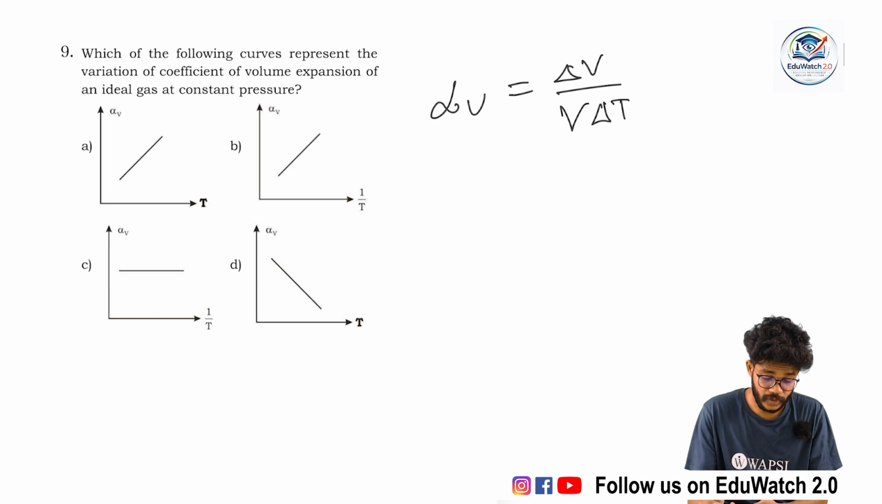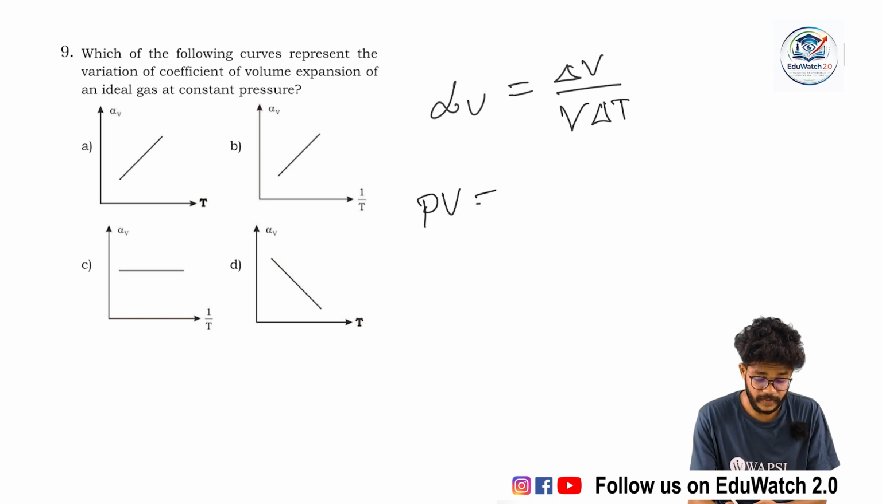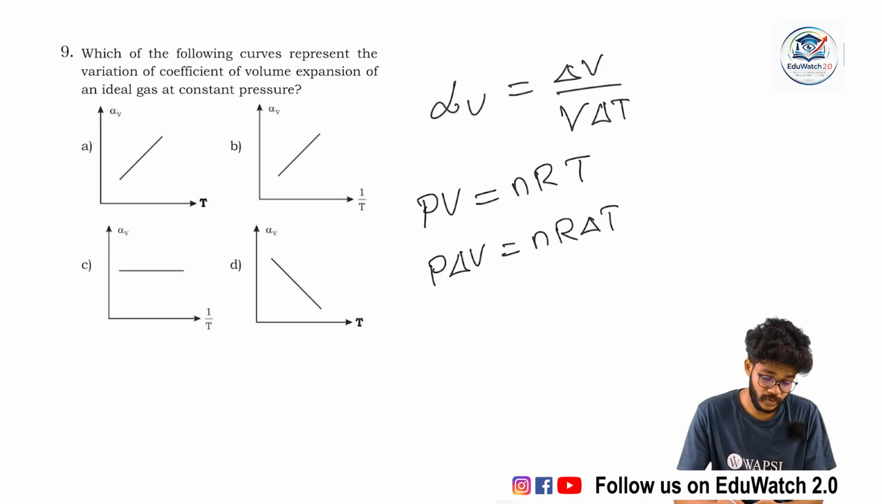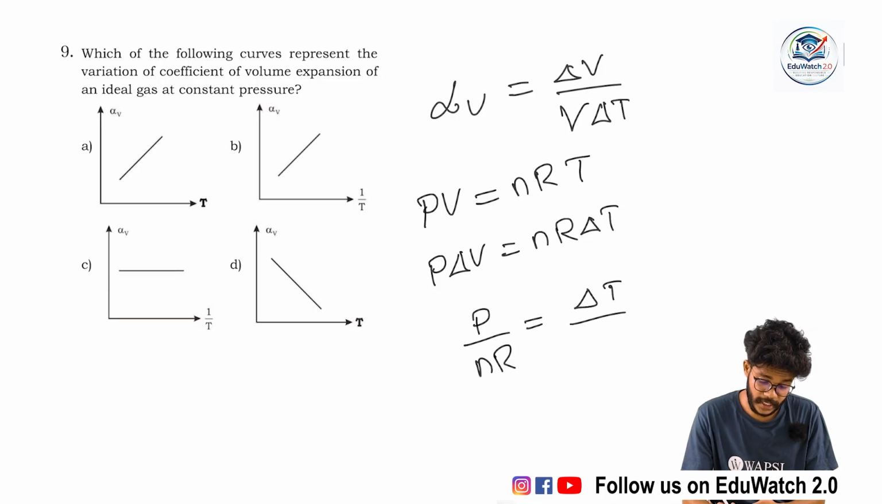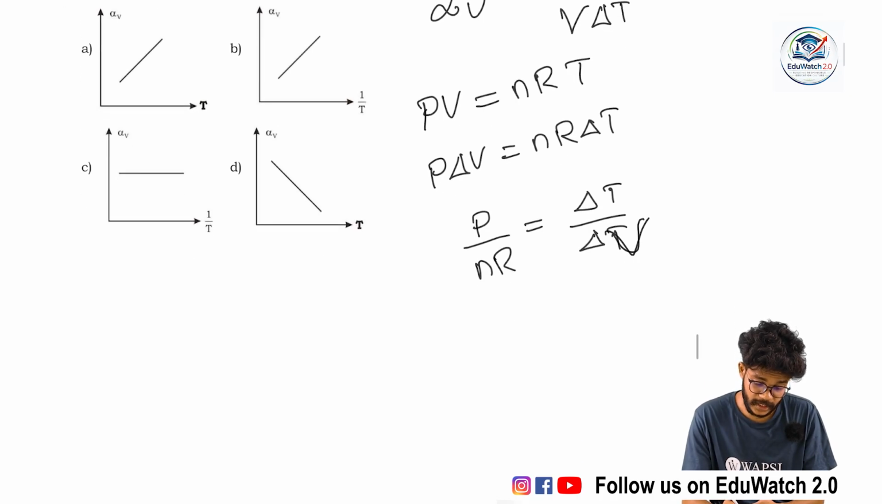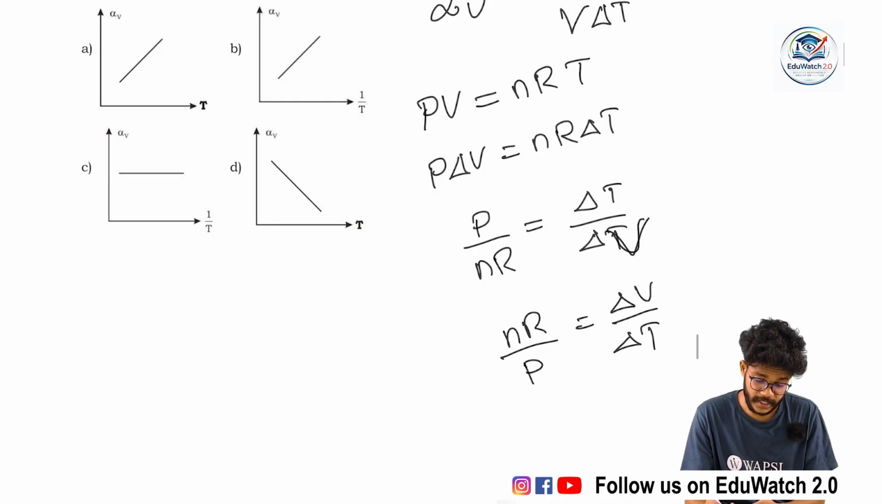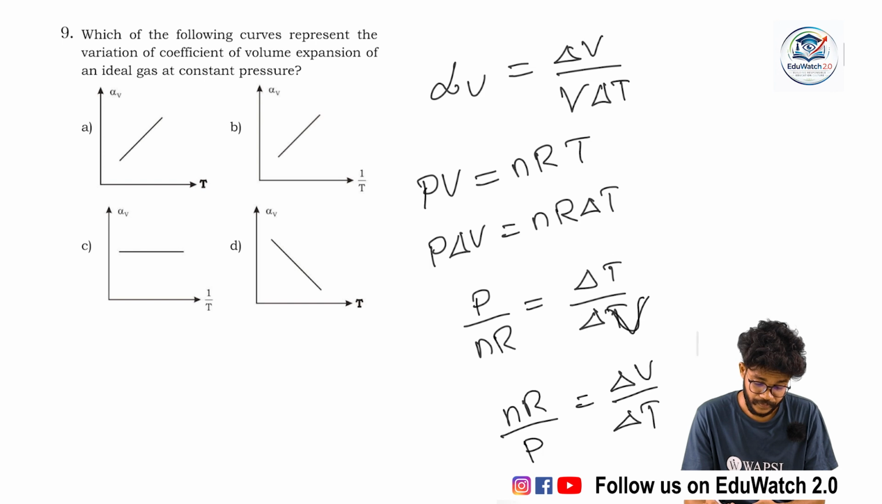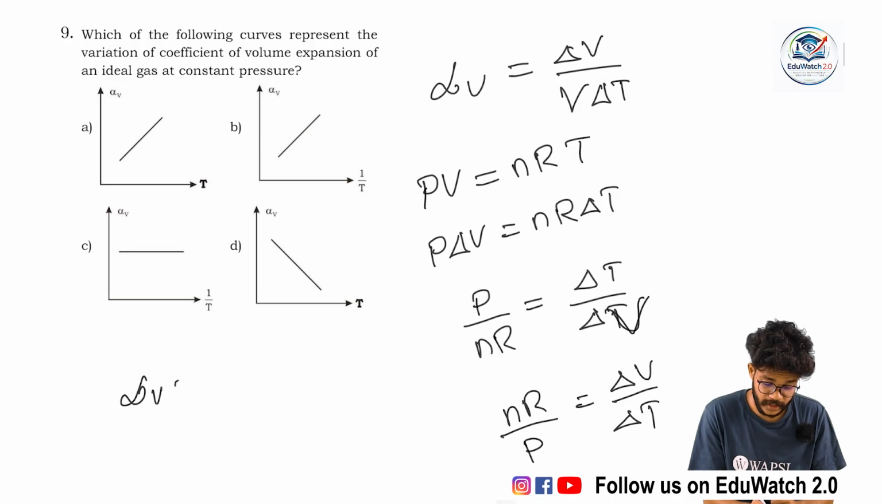So we want to do some modification to make the delta T into T. We know the ideal gas equation PV is equal to nRT. So P into delta V is equal to nR delta T. So delta V by delta T is nR by P. Substitute in the above equation.